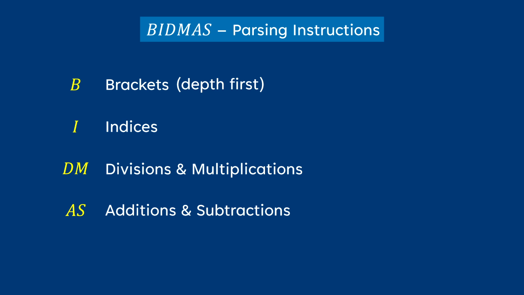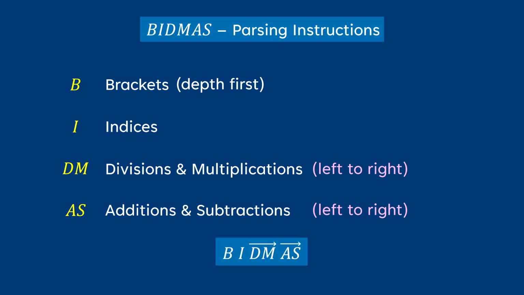Now, the brackets have to be done depth first, so that means we're starting with the deepest or the most inner bracket that we can find. So if there's a bracket inside a bracket, you start innermost. Then the divisions and multiplications, a rule that's sometimes forgotten is that it has to work left to right. Okay, we evaluate left to right. So this is how I like to write BIDMAS, because it captures the different layers and it shows that we've got the left to right rule there as well.